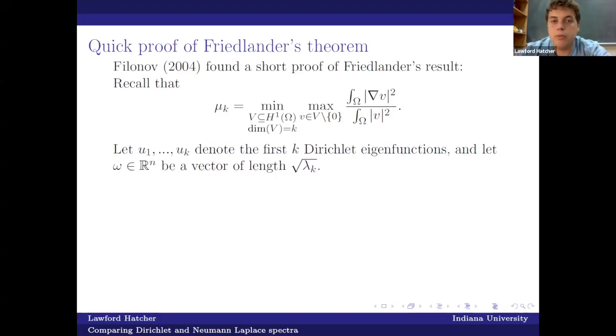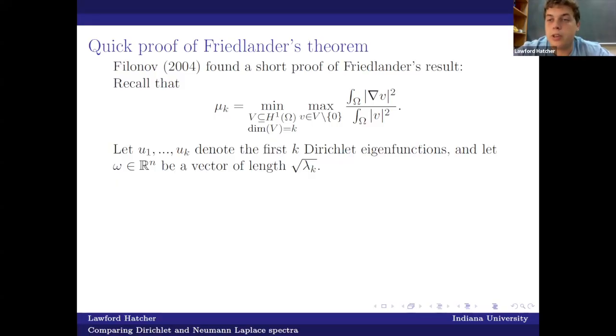And so what we're going to do is build some test functions for the k plus first Neumann eigenvalue. I probably should have written the min-max theorem for the k plus first Neumann eigenvalue first, because what we're trying to prove, if you recall from the last slide, is that the k plus first Neumann eigenvalue is at most equal to the kth Dirichlet. So I'm going to construct a vector space of k plus 1 test functions and show that we get the inequality that we want using that.